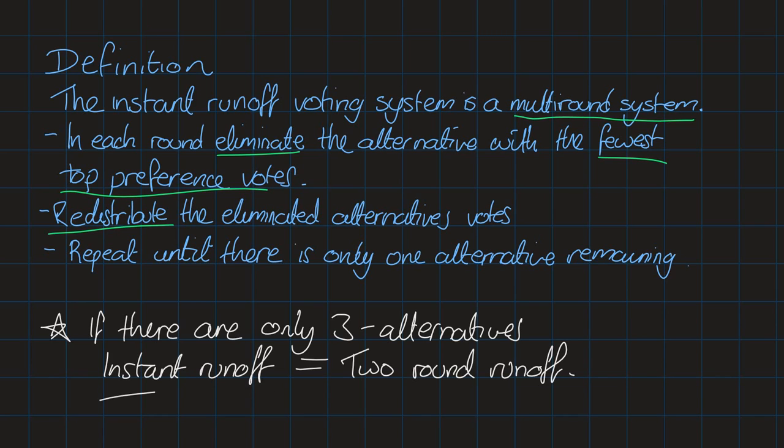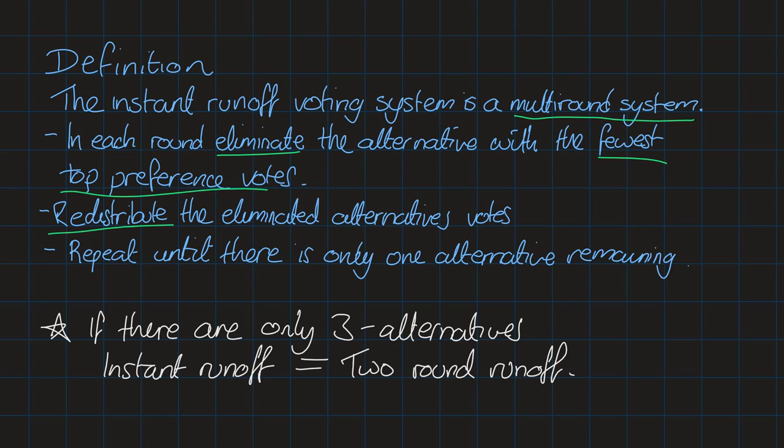This is because in the instant runoff you eliminate whoever came in last place, and in the two-round runoff you eliminate everyone apart from the top two. If you only have three, everyone apart from the top two is exactly the same as whoever comes in last place. So when you only have three alternatives, these two voting systems become equal. But in general, if you have more than three alternatives, the instant runoff and the two-round runoff are not equal, and they can give you different societal rankings, depending on the voter profile.